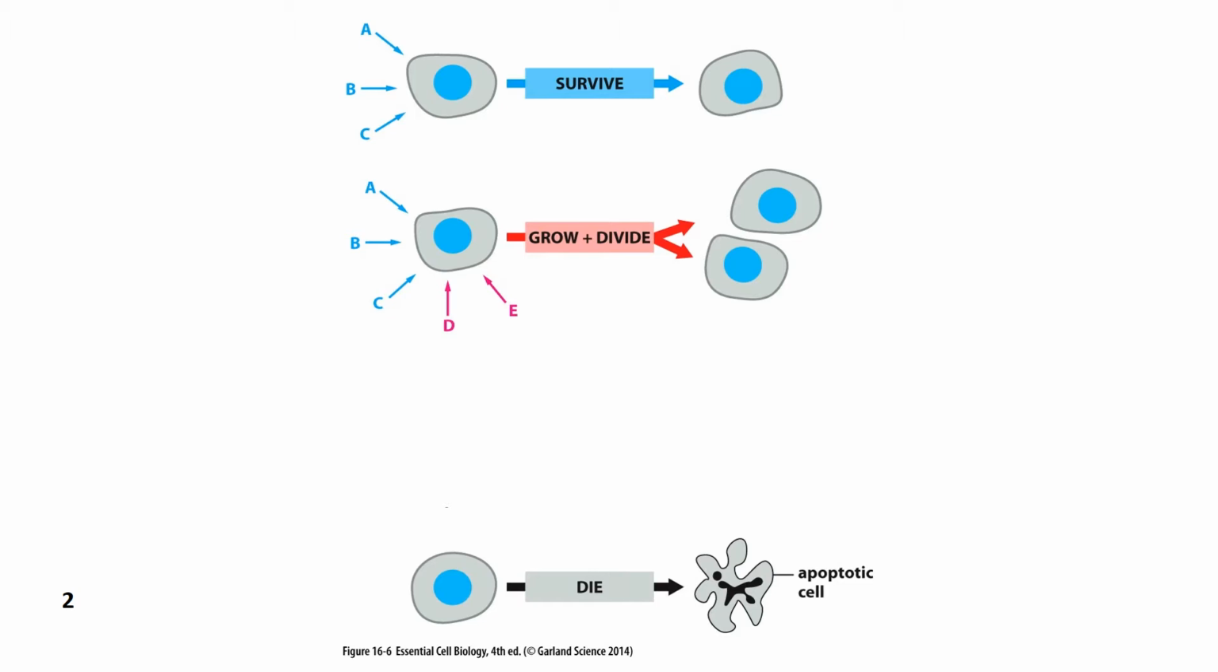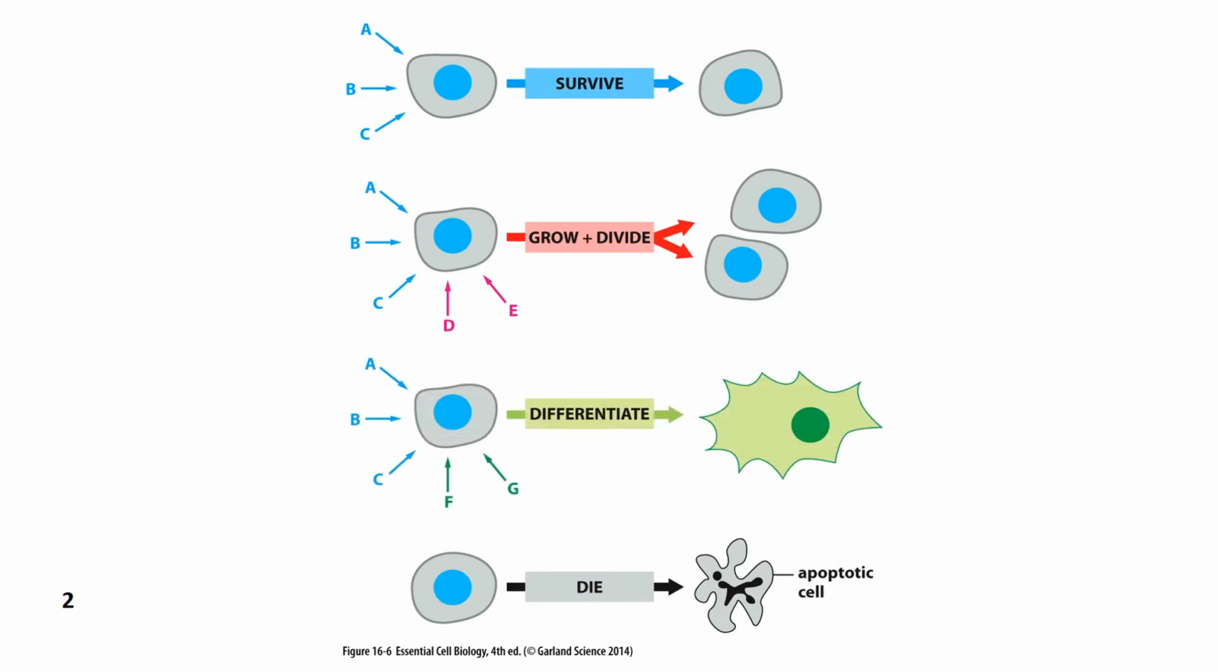For example, in this image, the cell is receiving survival information as well as additional signals that induce the cell to grow, copy its DNA, and ultimately to divide. Alternatively, other signals can be received so that in addition to the survival signals, we have in this image other inputs that cause a cell not to grow and divide, but instead to differentiate into some other terminal cell type.